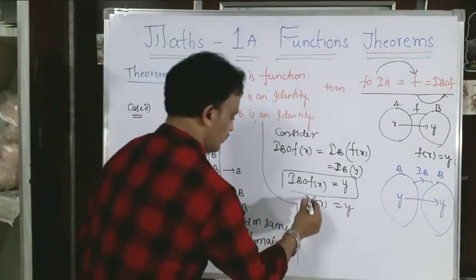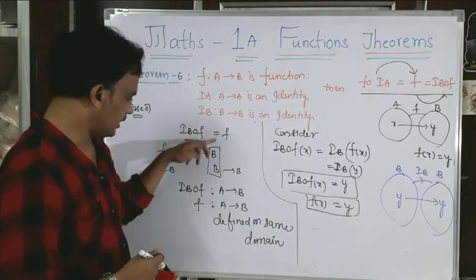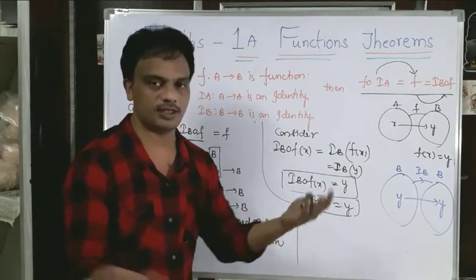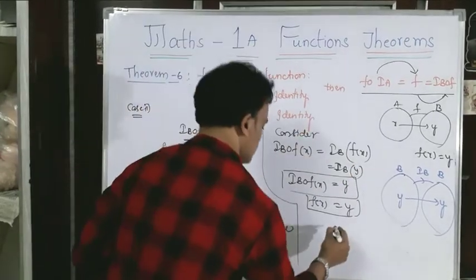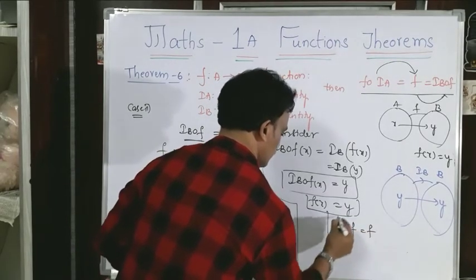Finally, what do you see? IB circle F and F are defined on the same domain and their range is also equal. So finally we can conclude that IB circle F is equal to F.